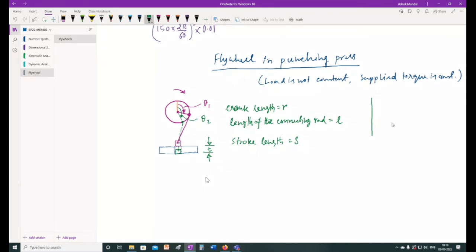Suppose, sir, are they the same? What are you saying? Are T and S the same? No, T and S are not the same. You can see from the diagram, when this crank goes down to this position, S will be from this point to this point. This is S. T and S are not the same.